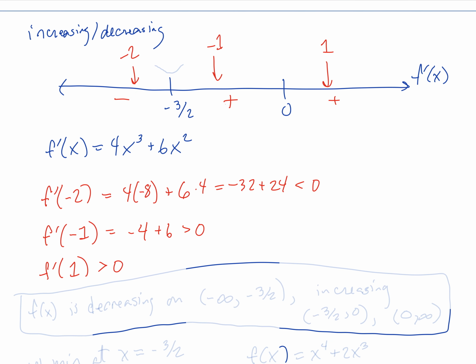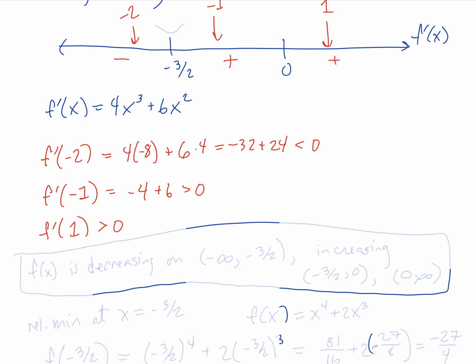And so now we know that f of x is decreasing on the interval from negative infinity up to negative 3/2, and increasing on the two intervals from negative 3/2 up to 0, as well as from 0 to infinity. But the first derivative is 0 at 0, so it is neither increasing nor decreasing at that point.